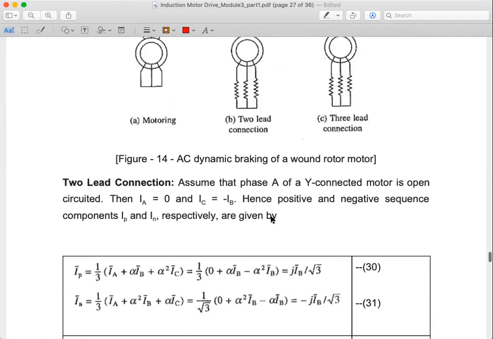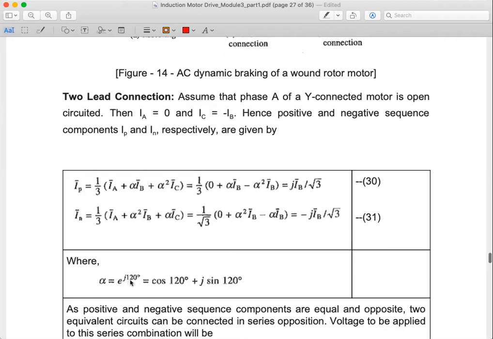How do we calculate the positive and negative sequence components of the current? I can write IP, the positive sequence component, as 1/3 (IA + alpha IB + alpha square IC). This we have already discussed. Alpha is equal to e to the power j120, that means cos 120 plus j sin 120, which is 1 at an angle of 120 degrees, that is nothing but alpha. The positive and negative sequence components are calculated from here.